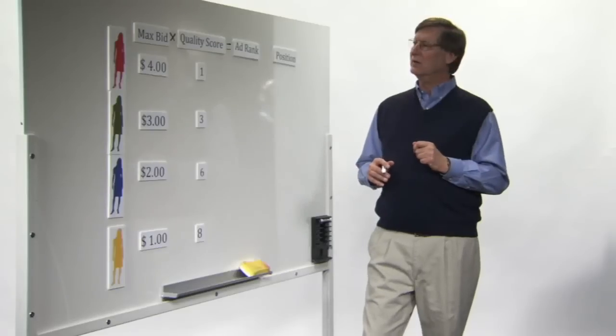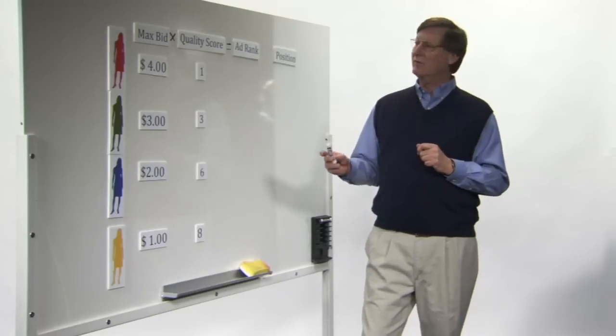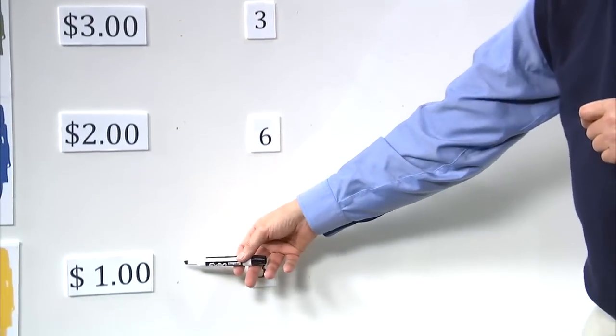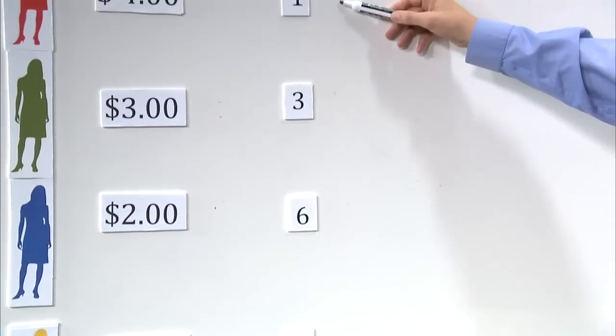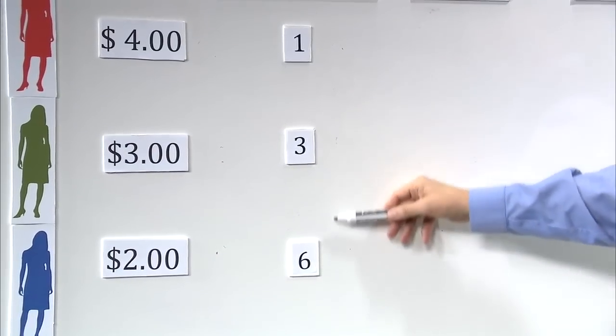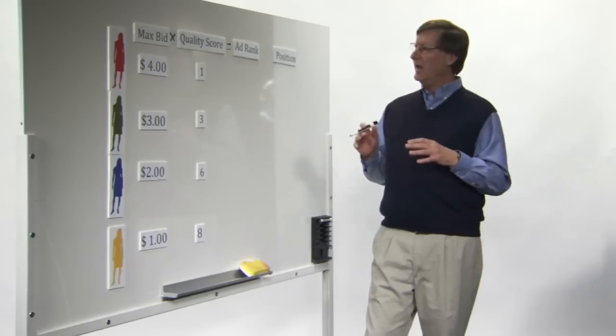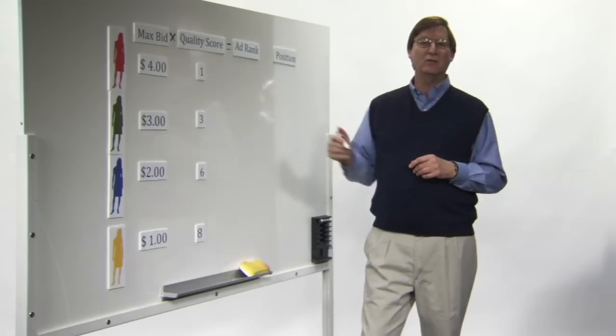So in this particular example, I've got 4 advertisers. They're bidding 4, 3, 2, and 1. And the ads have different quality. In this case, it's a quality of 1, 3, 6, and 8. So to determine the ad rank, we just multiply those 2 numbers together.